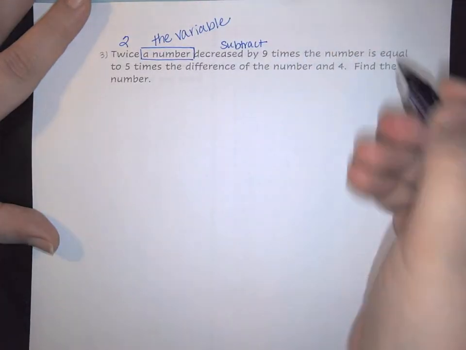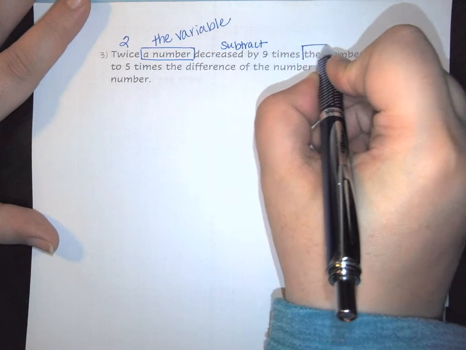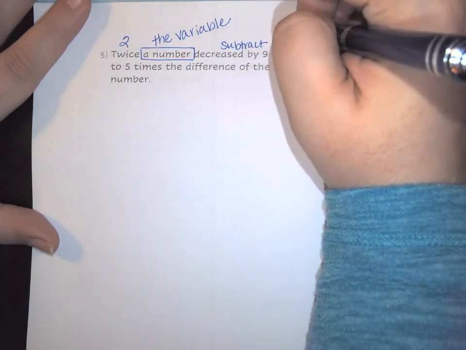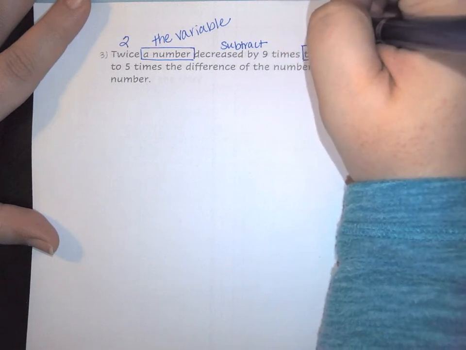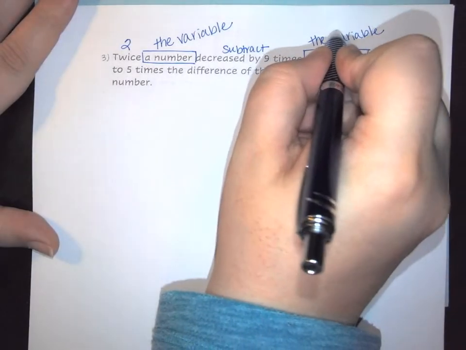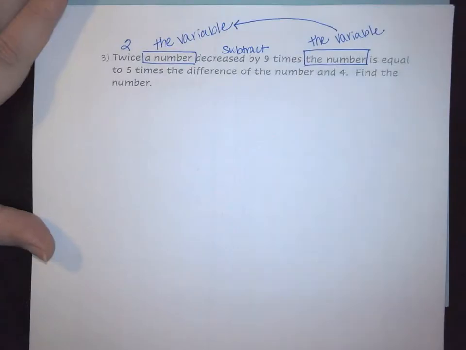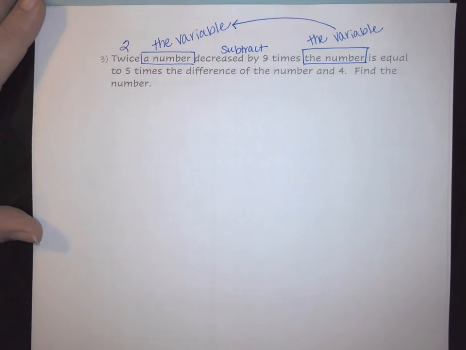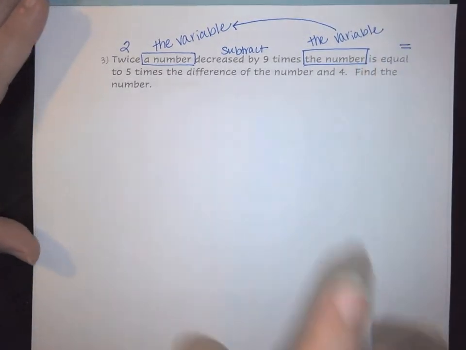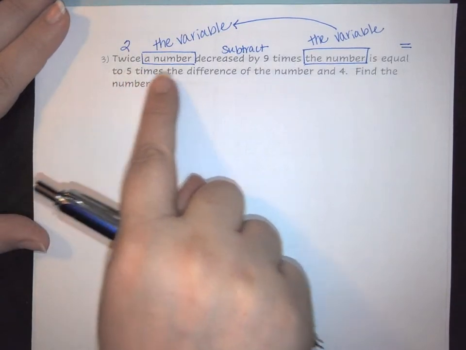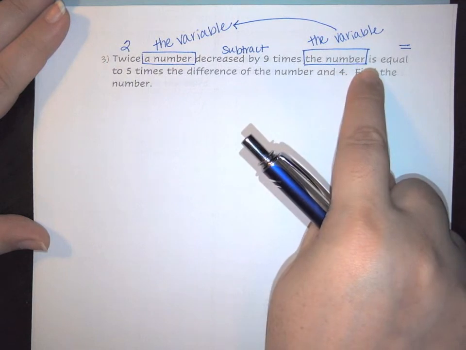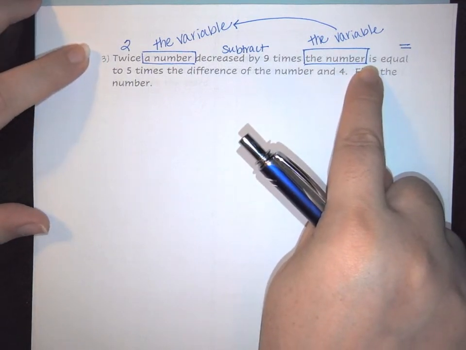9 times the number. The number is going to refer to the variable, whatever variable you used. Obviously, is equal to is going to be your equal sign. When you get to your equal sign, this very first piece is the left-hand side of your equation. So let's go ahead and write that one down.